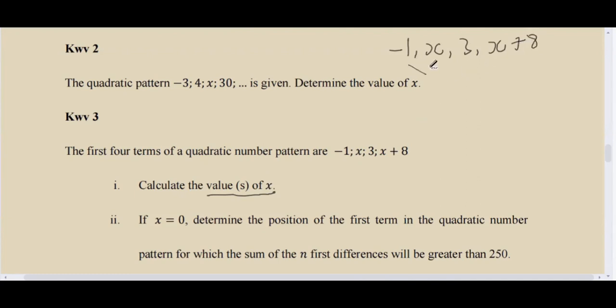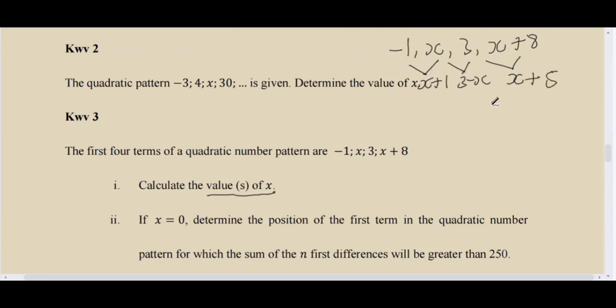So in order to find the difference here, this is x minus -1, which will be x plus 1. And then here we will have 3 minus x. And then this here will be x plus 8 minus 3. So this would be x plus 5, right? If we say 8 minus 3, that's 5.